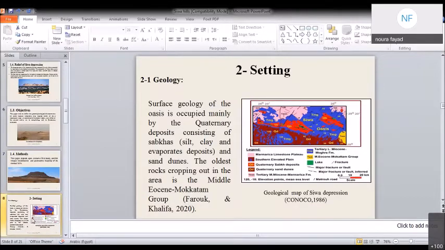Methods. This paper depends upon extensive field study, satellite image interpretation, and geomorphic mapping of the residual hills. Geology: the surface geology of the oasis is occupied mainly by Quaternary deposits consisting of sabkha, salt, clay, evaporite deposits, and sand dunes. The oldest rocks cropping out in the area are from the Middle Eocene, the Mokattam formation.